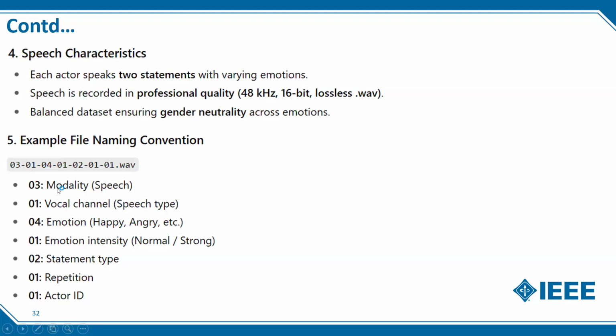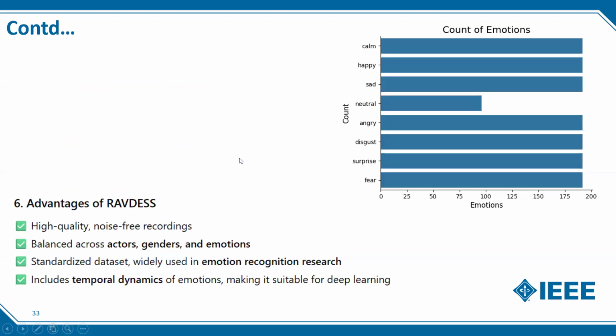Each number signifies different things: speech, vocal channel, modality, emotion, emotion intensity, statement type. Statement type means what sentence they are uttering, repetition, whether they are repeating or not, actor ID. So based on this, the samples in the database are named or labeled. And the advantage of this RAVDESS dataset is it's of high quality and noise-free recording, balanced across actors, genders, and emotions. And it is a standardized dataset widely used in speech-based emotion recognition research.